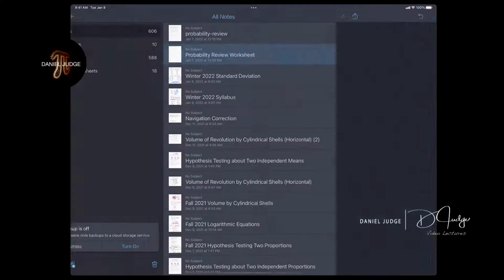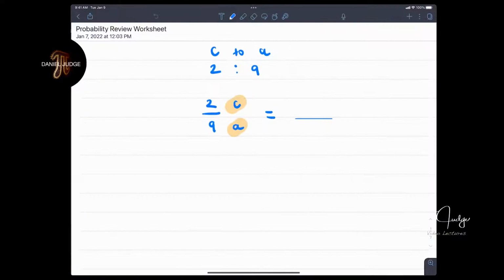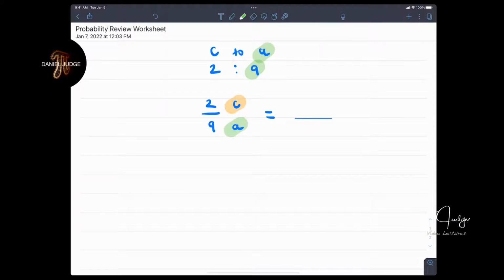So let's go back and continue to read that question here. It says 2 to 9. If he attempted, and I'm going to color coordinate that green because that's the attempt, 45 passes, how many passes did he complete? Round to the nearest whole number if necessary. So he attempted 45 passes, attempts in green, so you guys can see this here. And they want to know how many completed passes there were.